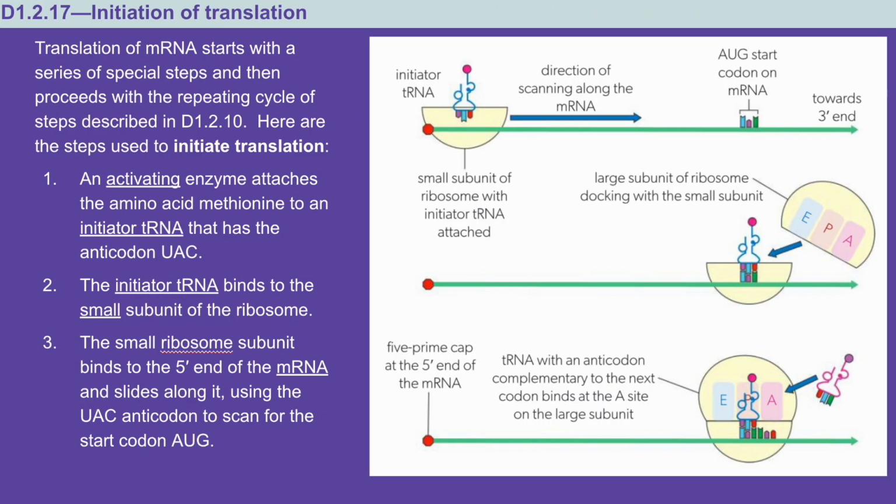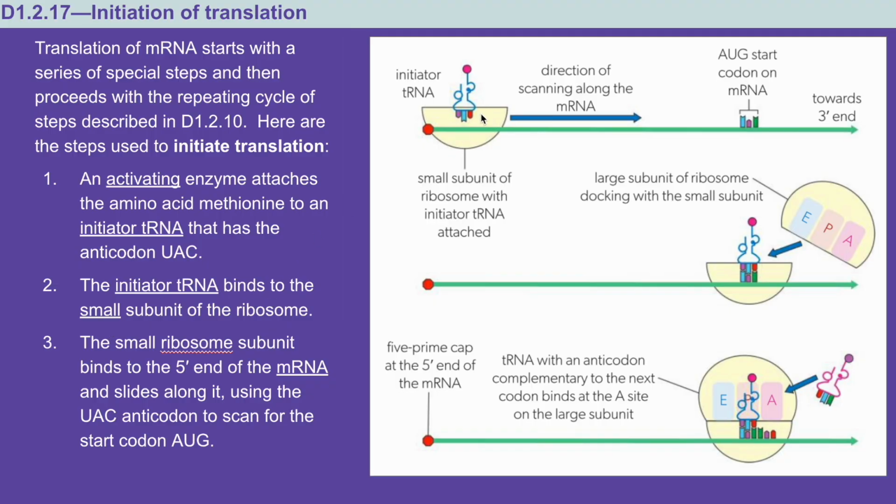Let's go into just a little more detail about the process of translation itself. Let's look at how it's initiated. Earlier when I described translation, the polypeptide was already in the middle of being produced. So how does this process begin? We're going to start with an activating enzyme that's going to attach a specific amino acid. In this case, since it's the first one, it must be methionine, to an initiator tRNA, and it's going to have the anticodon UAC because there's only one codon that codes for methionine. The initiator tRNA is going to bind to the small subunit of the ribosome.